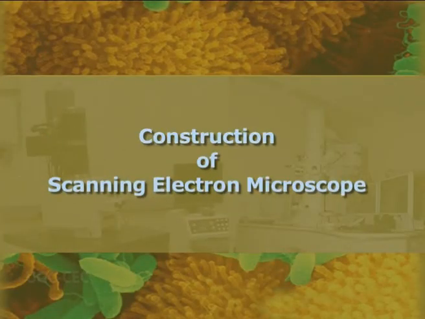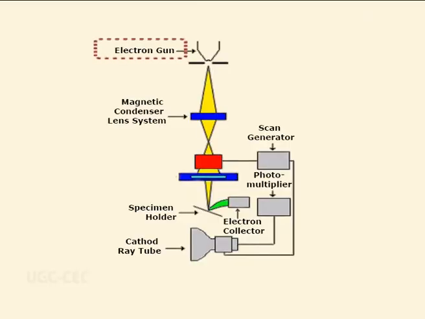Construction of scanning electron microscope. Now, let us briefly list out various parts involved in the construction of SEM. A typical scanning electron microscope comprises of a column with electron gun operating at 10 to 15 kilovolt, magnetic condenser lens system, scan generator, specimen holder, electron collector, photomultiplier and cathode ray tube or television screen.